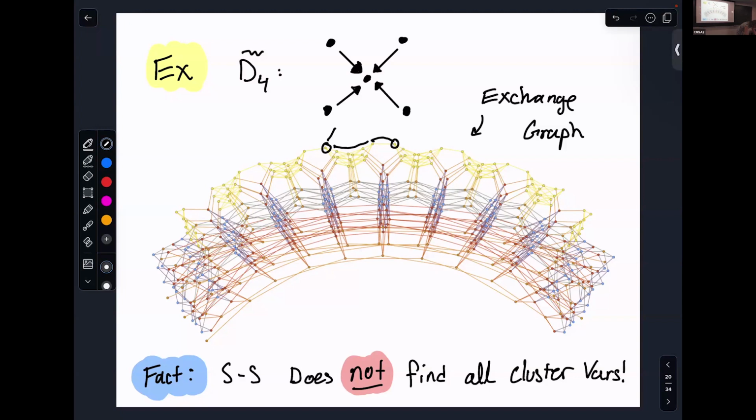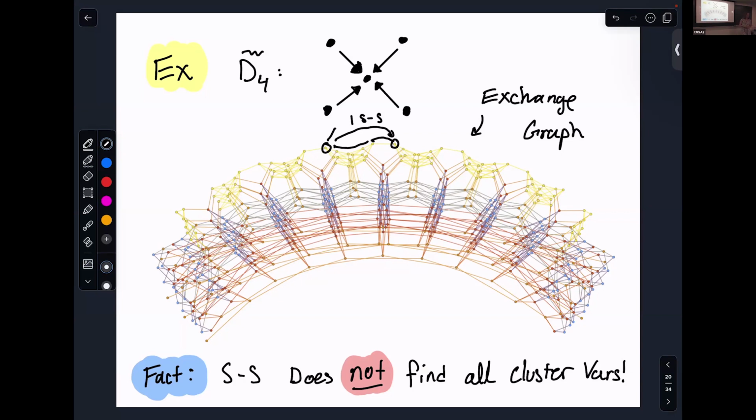So if I do that, this composite is one sources and sinks mutation path. And if I keep doing that, I will travel along this sort of spine, and the cluster variables will keep growing. Now, one departure from our finite cluster algebras is that we actually won't find all of the cluster variables by doing this. So there's really something new going on.